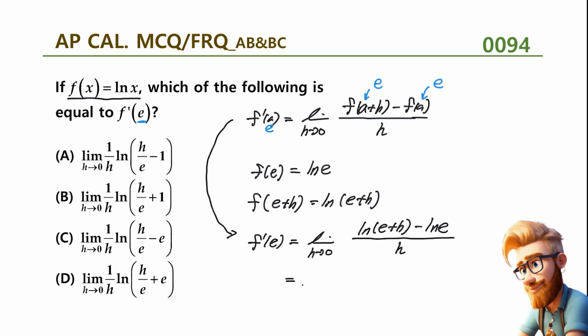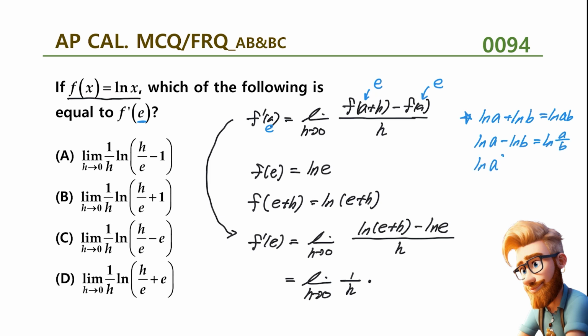This can be written as the limit as h approaches 0 of 1 over h times all of this expression right here, right? Using the properties of logarithms, we know that natural log a plus natural log b is equal to natural log of a times b, right? What if we have a subtraction? Natural log a minus natural log b, that's going to be natural log of a over b. Remember, natural log of a to the power of c is equal to c times natural log a, right? This c goes in front of the log.